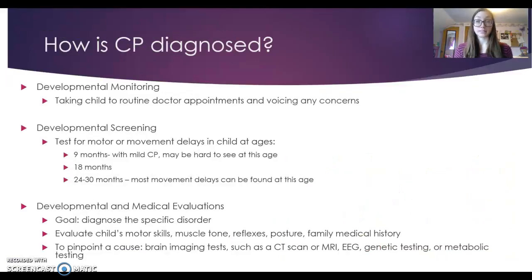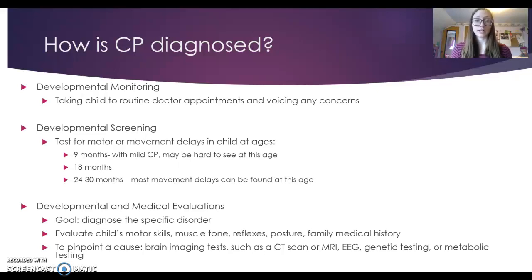So how is CP diagnosed? There are 3 main stages. The first one is developmental monitoring, which is taking your child to routine doctor's appointments, voicing any concerns you might see as far as motor and movement delays, or if the doctor notices any delays, then you move on to developmental screening, in which case they test for those motor and movement delays.